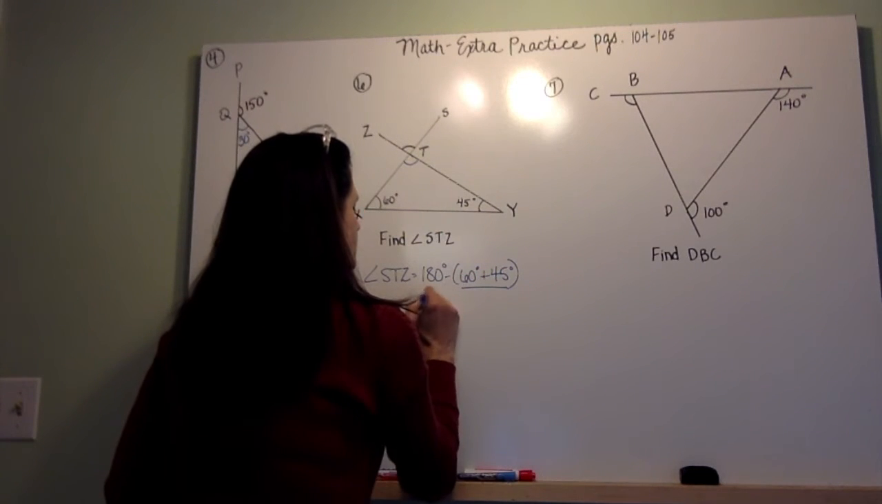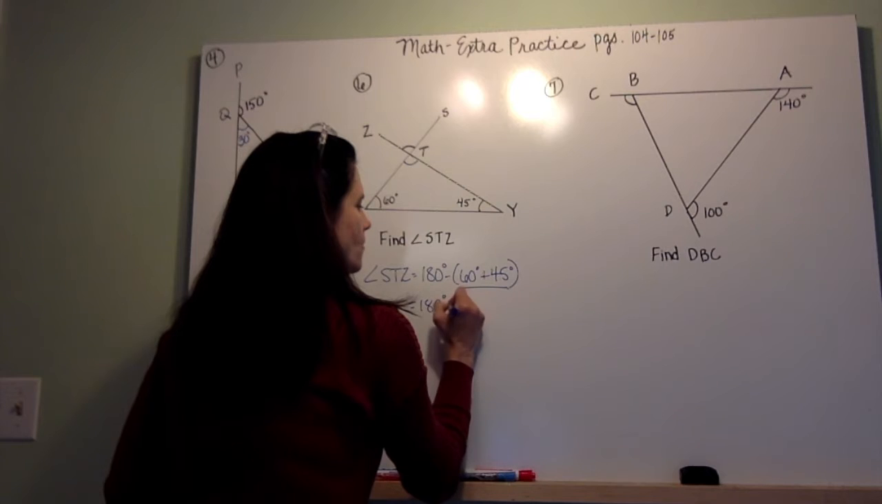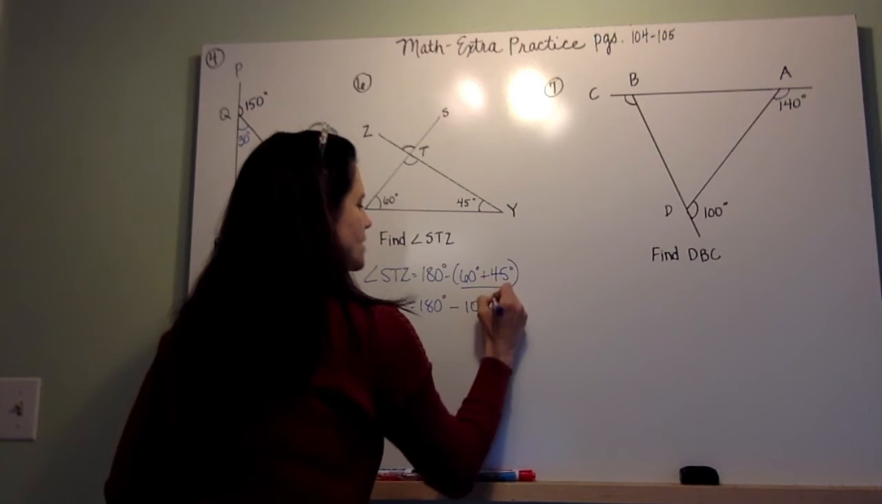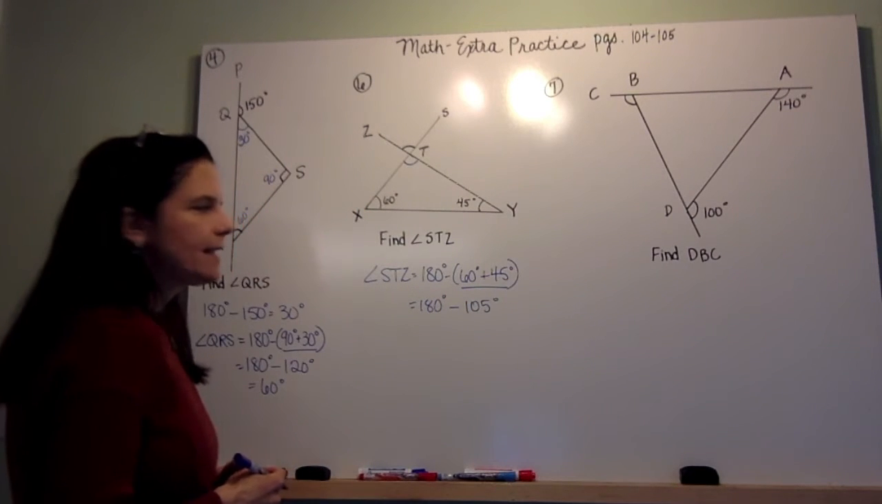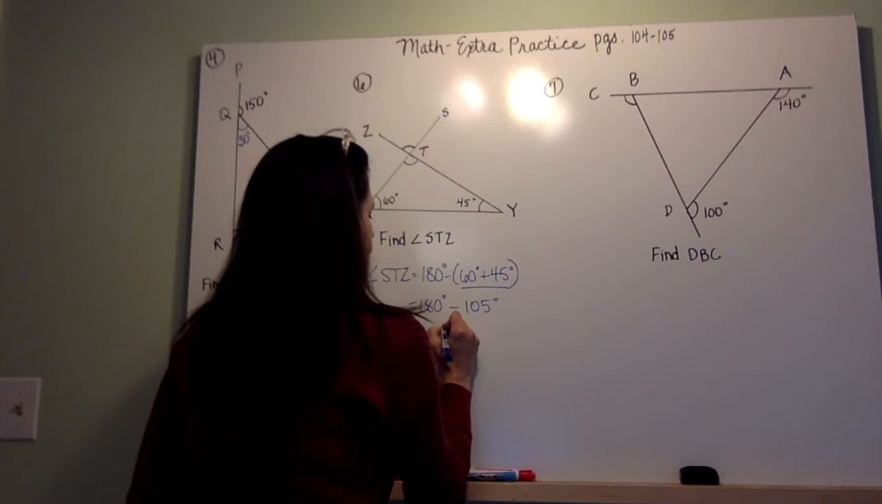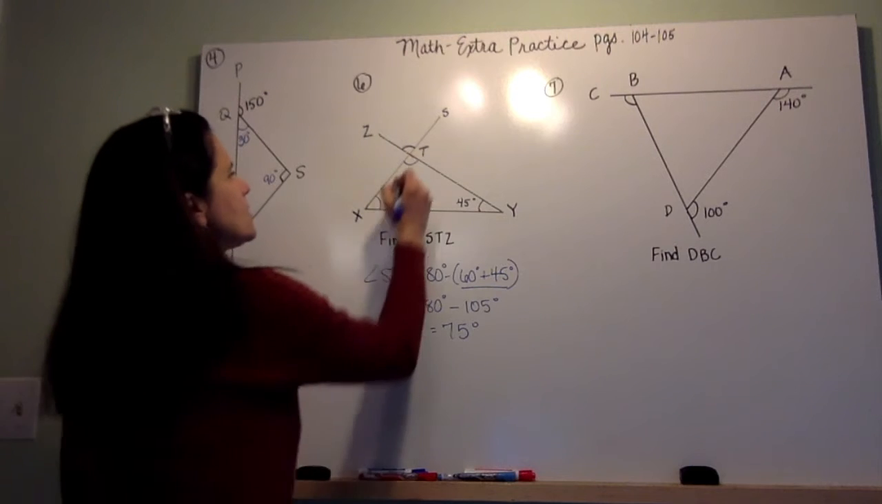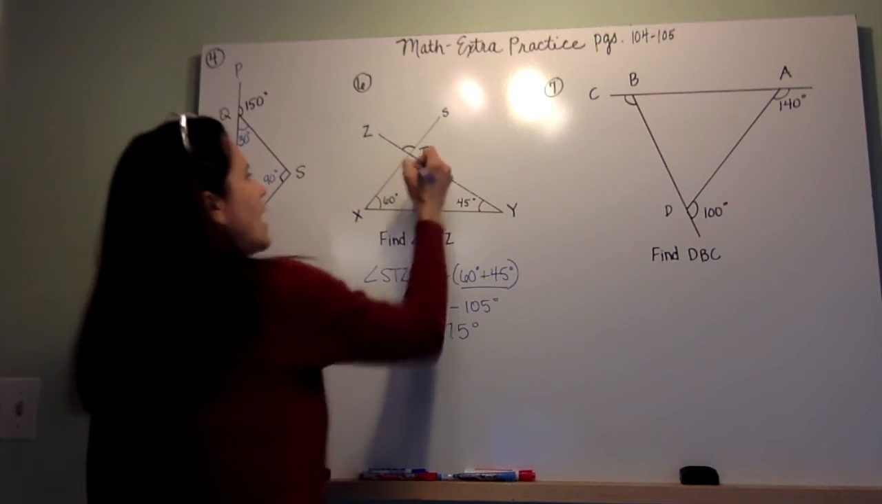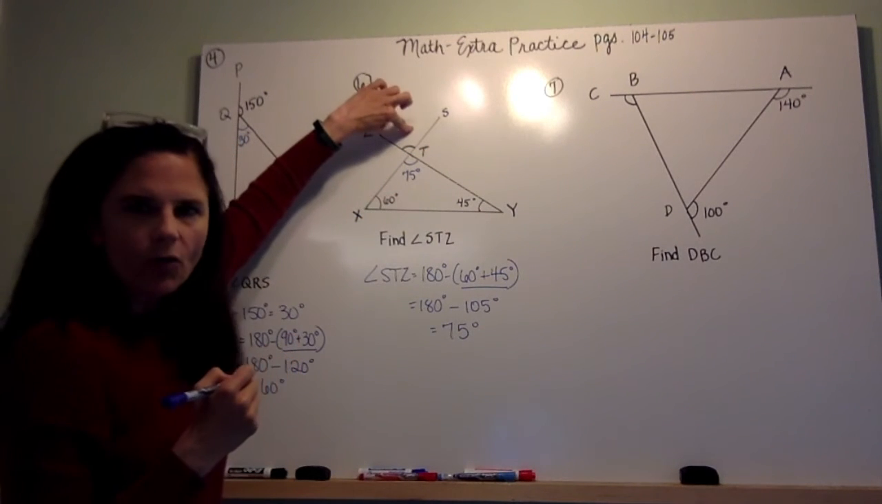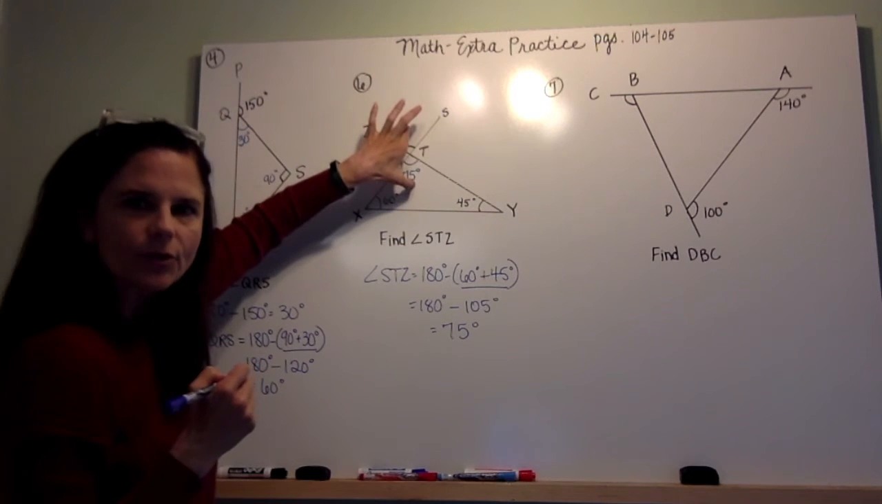All right, I'm going to keep on going with my order of operations, and I should get 180 minus 105, which is equal to 75 degrees. So this angle is 75, which is absolutely equal to the unknown angle because they are vertically opposite.